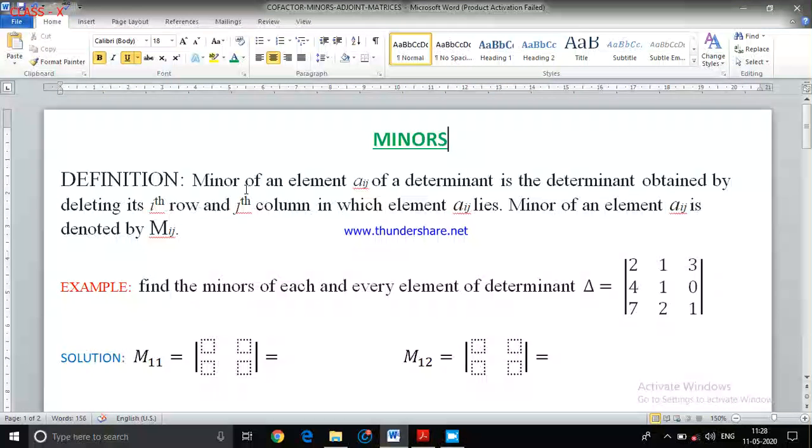What exactly is the definition of the minor? Minor of an element aij. You already know the meaning of aij. Aij means like a11, a12, a13 or a32, a33 and so on. If I want the minor of a11, for example, of a determinant, it is the determinant obtained by deleting the ith row and jth column in which the element aij lies. Minor of an element aij is denoted with Mij.